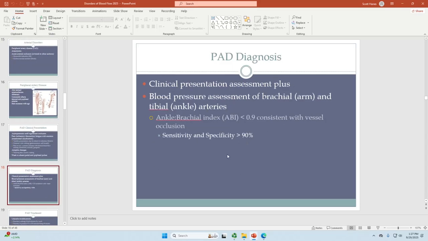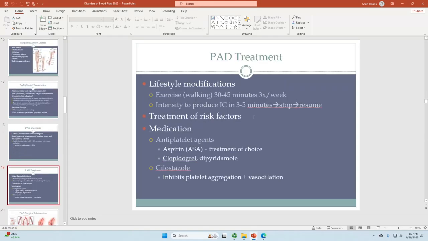We can also be more specific at the diagnosis, and this is really more for your information. If you see anything written in a chart or discussion of ankle brachial index, that's measuring the blood pressures in the arms and then comparing it to the blood pressures along the ankles. Okay. Normally they should be very close, but if the ratio is less than 0.9, that would be consistent with vessel occlusion. In other words, the pressure is lower in the ankles than it is in the brachial artery. Okay, it has a very high sensitivity and specificity for that. So if you ever see that, that's what it's there for.